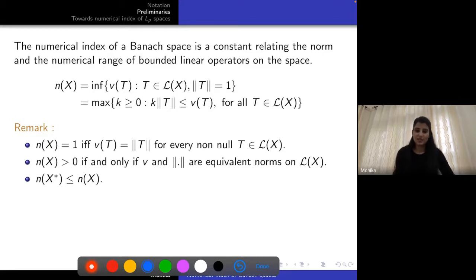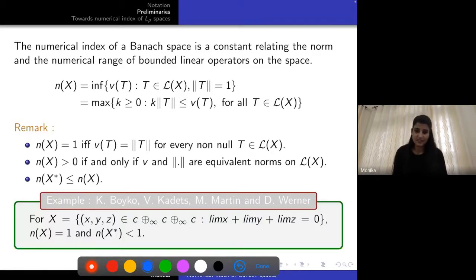So C is the space of convergent sequences. They constructed the Banach space X, where x, y, z comes from C, and the sum of the limits of x, y, and z was 0. In that case, they observed the numerical index of X is 1, but the numerical index of X star is less than 1. So this is the example where the numerical index of X star was strictly less than the numerical index of X.